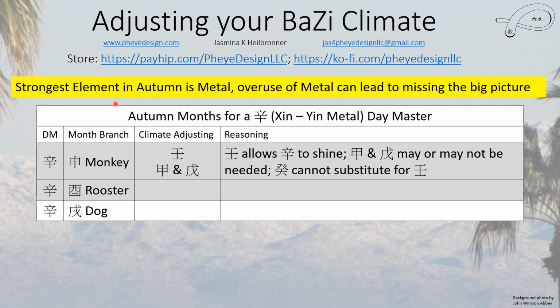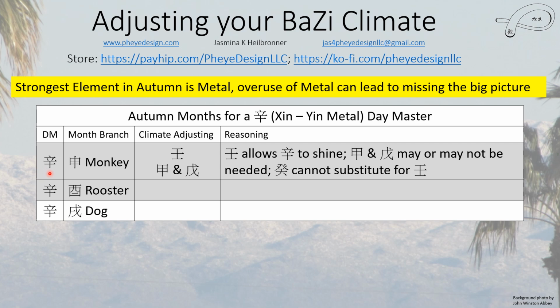So now we go on to the autumn. Metal here is the strongest. And of course, metal is focus, so you can miss the big picture if you focus too much. So here you have to be a little careful about not missing the big picture, because you have a tendency, and so does the element of the season, to be too focused.